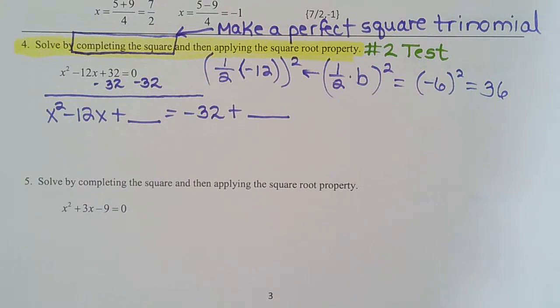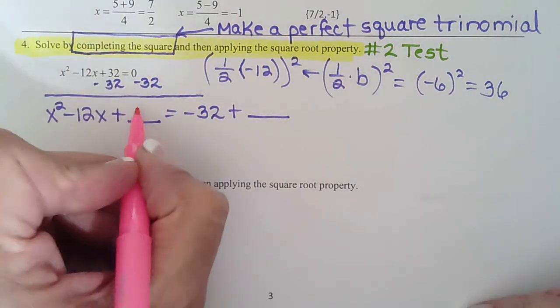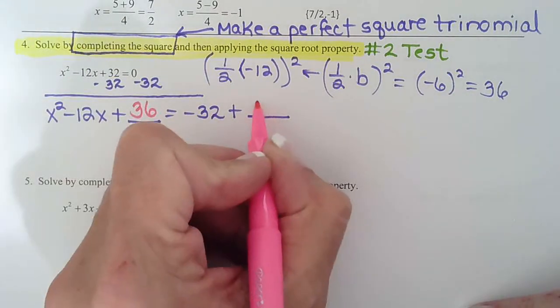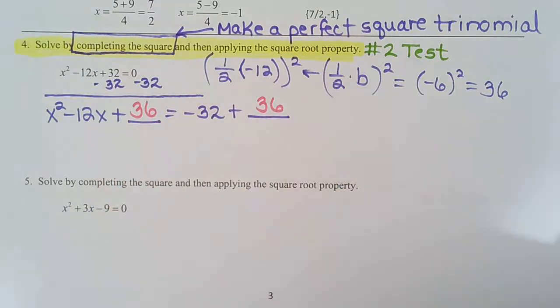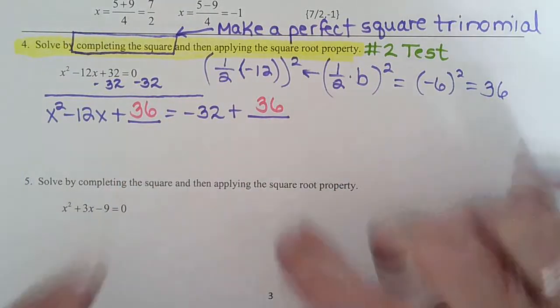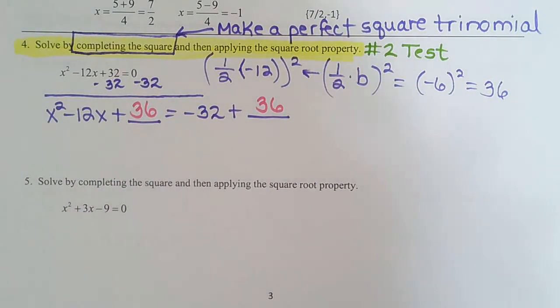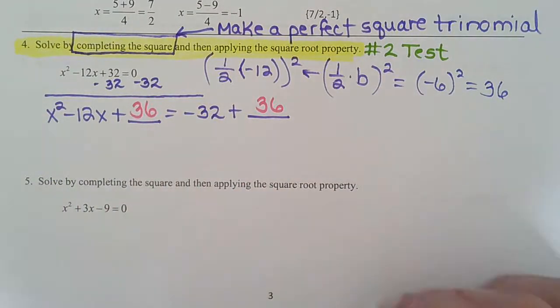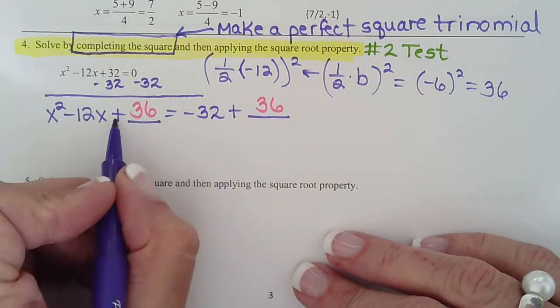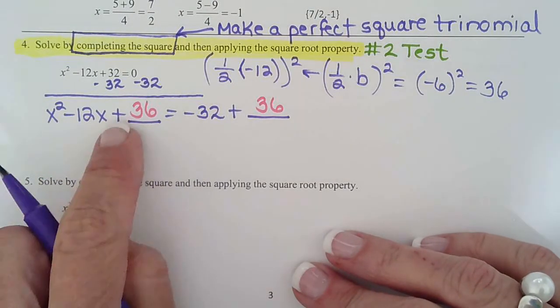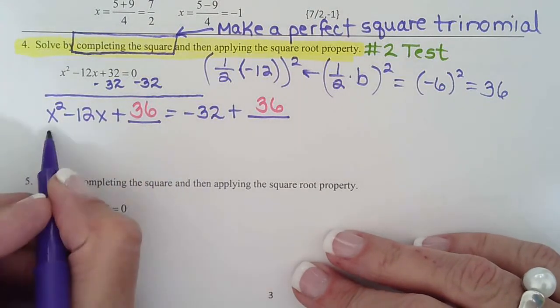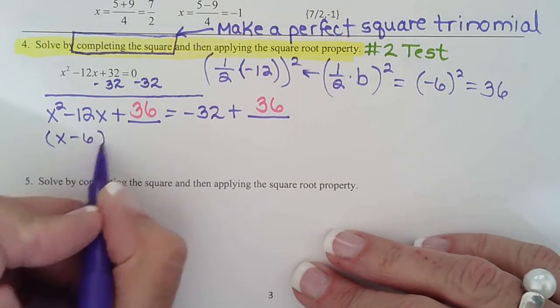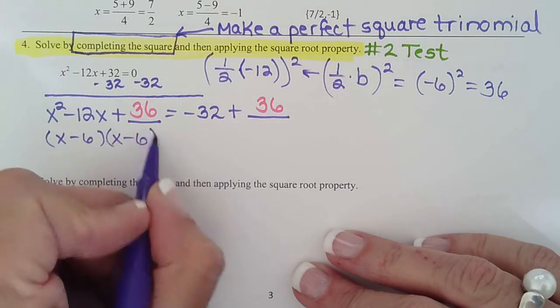So in a different color, let's add those 2 in. And remember, whatever you do to the left side of an equation, you have to do to the right side too. So make sure you add that to both sides. So this is what we just worked on the last page, how to factor that. So factors of 36 that add to 12 are 6 and 6, sign same, both negative. So this would be x minus 6, x minus 6.